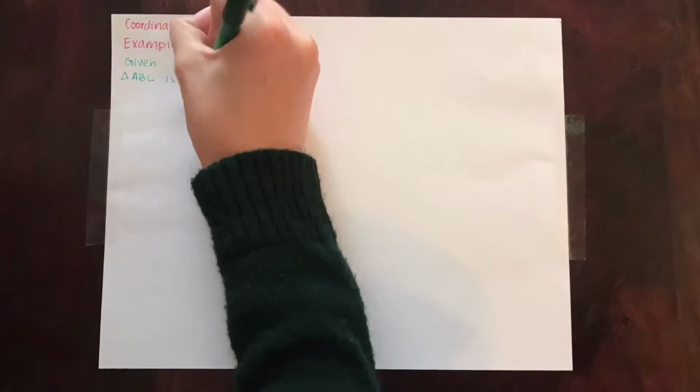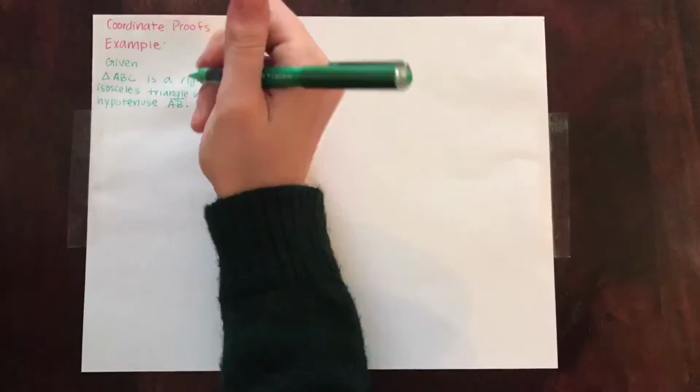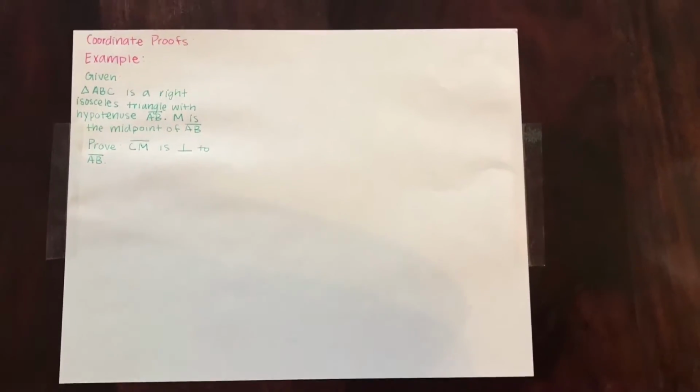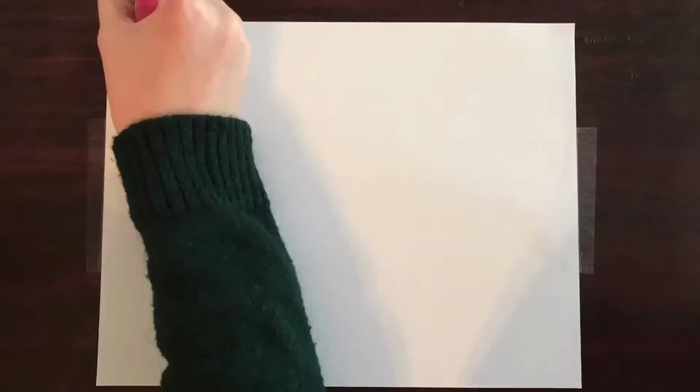In this example of a coordinate proof, the given is that triangle ABC is a right isosceles triangle with hypotenuse AB. M is the midpoint of AB. Prove that CM is perpendicular to AB. Steps for doing a coordinate proof.